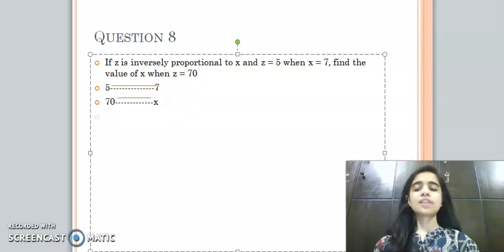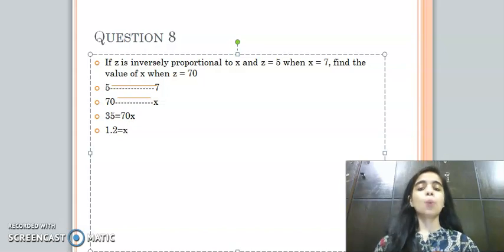So 7 multiplied by 5 will be 35. So this will be 35 is equal to 70X. And then the 70 will go over there. So 35 divided by 70, that is 1 upon 2. So that means the value of X will be 1 upon 2. And hence this question is done.